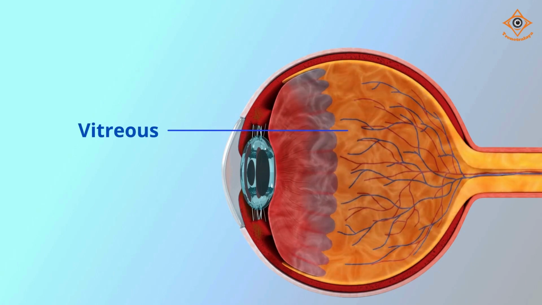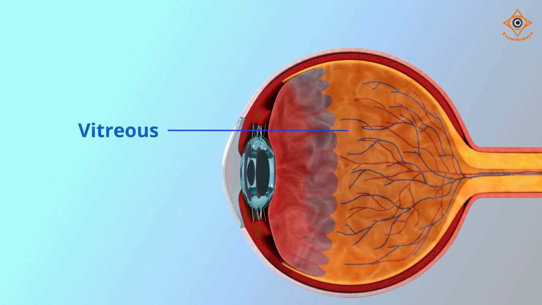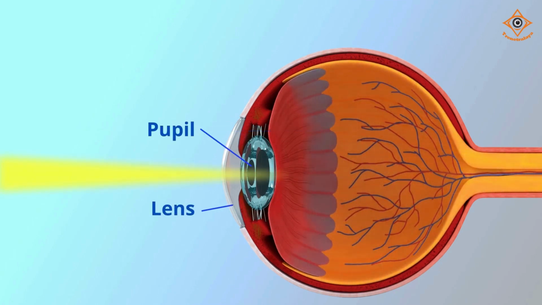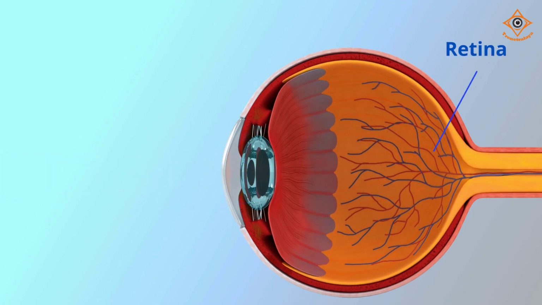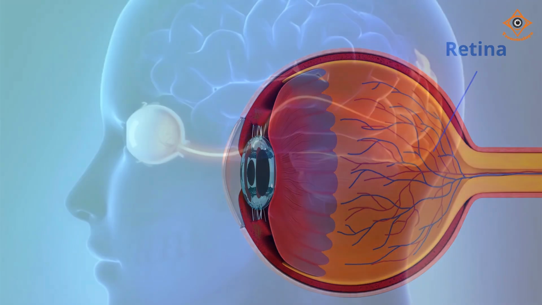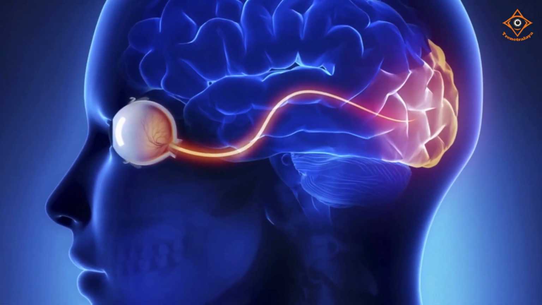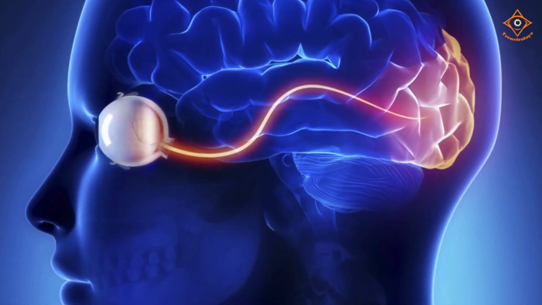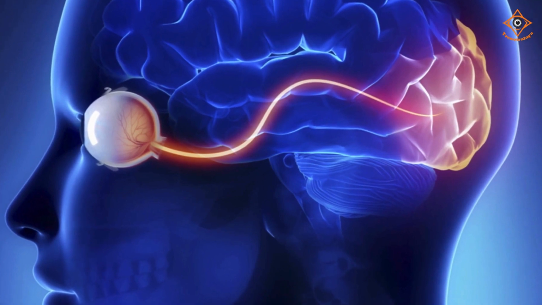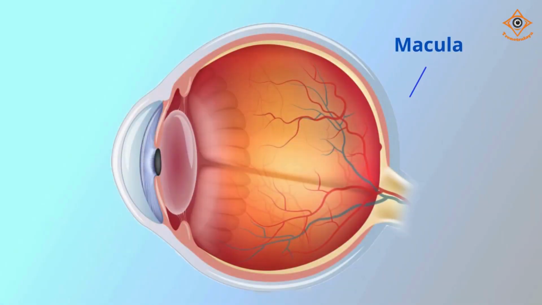Most of the eye is filled with a clear gel called the vitreous. Light projects through your pupil and lens to the back of the eye. The inside lining of the eye is covered by special light-sensing cells that are collectively called the retina. It converts light into electrical impulses. Behind the eye, your optic nerve carries these impulses to the brain. The macula is a small, extra-sensitive area in the retina that gives you central vision.